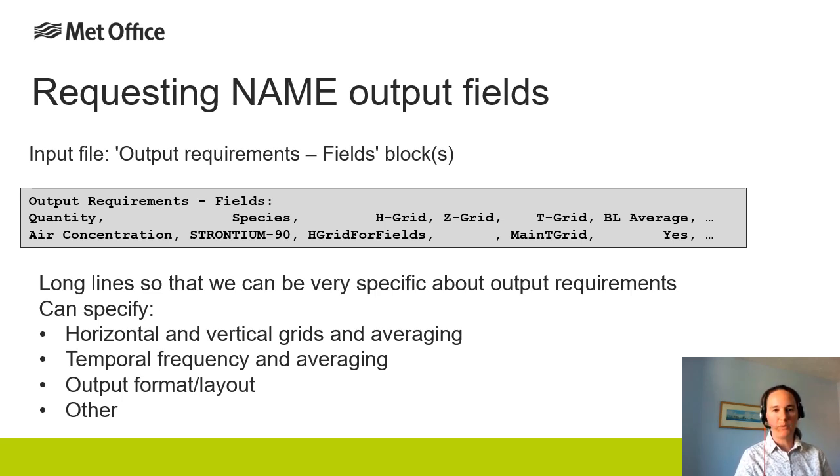So in this case, we're requesting the air concentration of strontium-90 on an H grid we've called here H grid for fields, a Z grid which appears blank, and a T grid which we've called the main T grid. So the lines are long so that we can be very specific about the output requirements that we want. We can specify horizontal and vertical grids and their averaging. We can specify the temporal frequency and averaging, and we can also make requests about the output format and the layout. And we're going to look at each of those in turn in the next few slides.